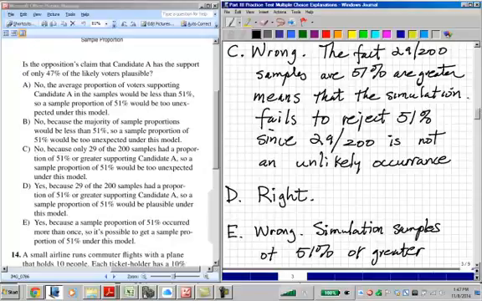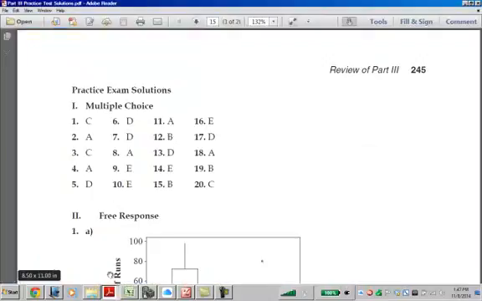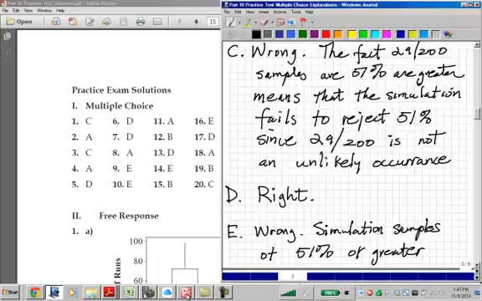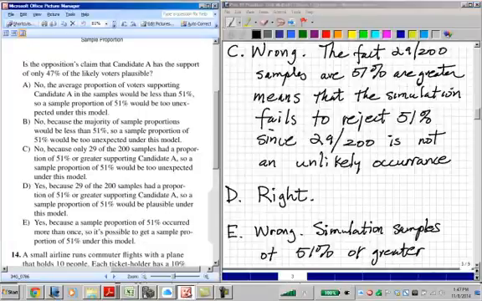Let me look at the answers for, what is this, 13? Let's check the answers real quick for 13. 13, the answer is D. Okay, so I just have to make the assumption that the question was worded incorrectly, because all the answers, the way they're worded, fit the question being, is the opposition's claim that candidate A has the support of only 47% of the voters implausible? Okay, and then E, it's implausible, yes.